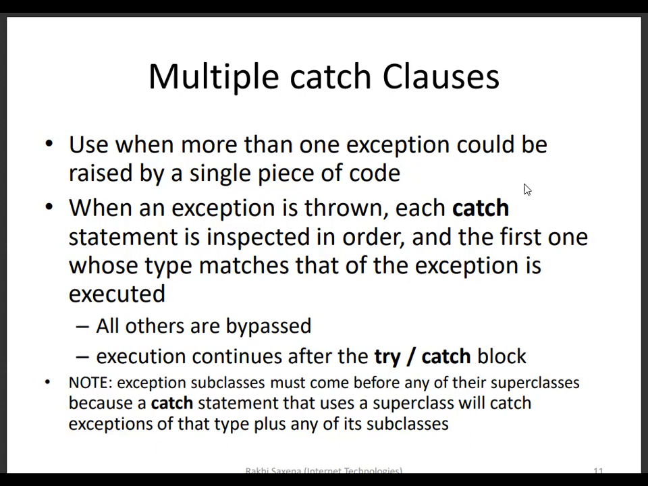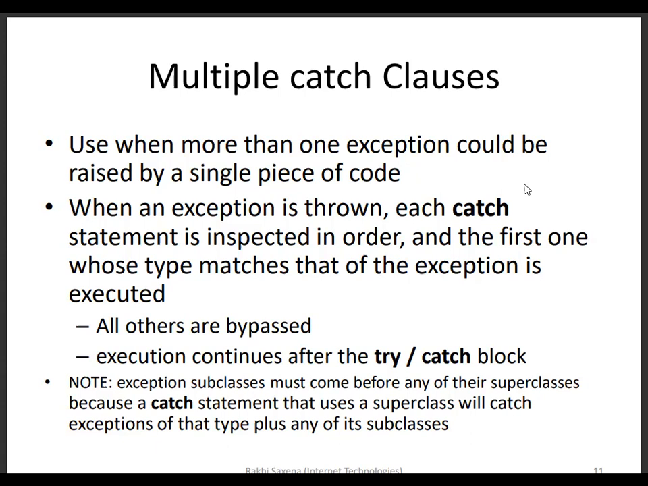When an exception is thrown, each catch statement is inspected in order, and the first one whose type matches that of the exception is executed. For example, if a divide by zero occurs, an arithmetic exception is thrown, the object of arithmetic exception is created, and the statement corresponding to arithmetic exception gets executed. All others are bypassed. Execution continues after the try catch block.